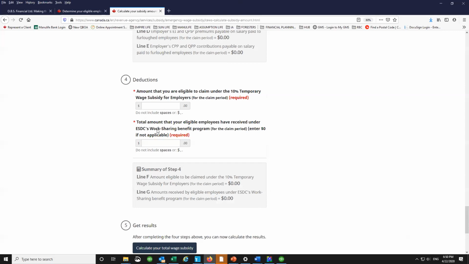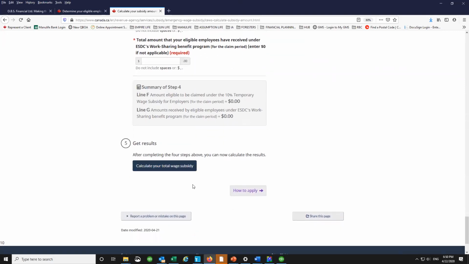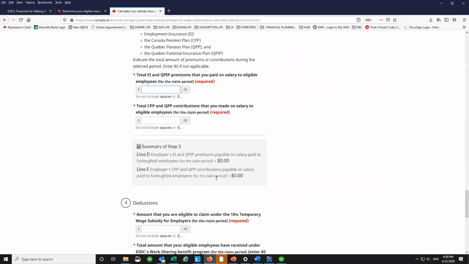And then if you had anybody involved in the EI work sharing benefit program and you received any funds for that, you have to place that in there, right? Then once you're finished, you'll get a calculation on how to do this. So now we're into this for a few minutes already, but it feels like we haven't even touched any of the goodies. So let's get into this.